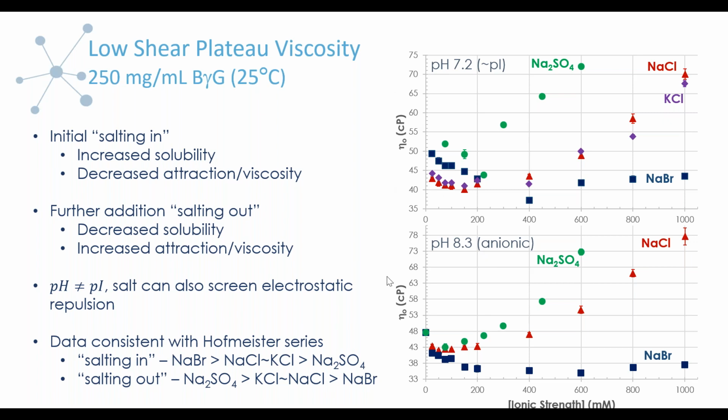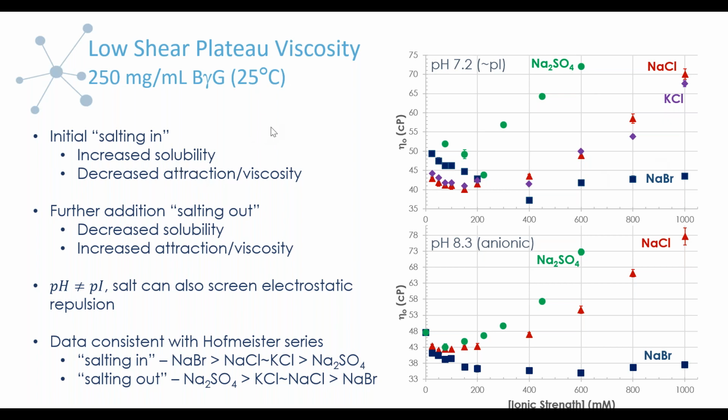And this is the zero shear plateau as a function of ionic strength, and we have a variety of salts in each pH. Looking first at the pH near the isoelectric point, the general view of the behavior here can be explained as we sort of hinted at on the previous slide. Initially for all of the salt types, we see a decrease in viscosity, and then adding further salt will cause the viscosity to increase.